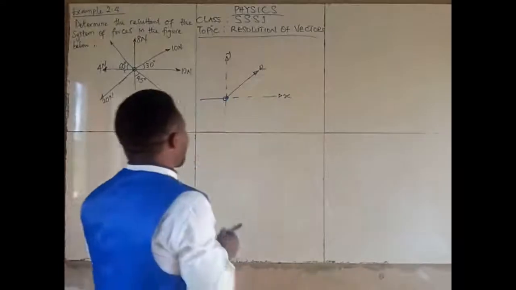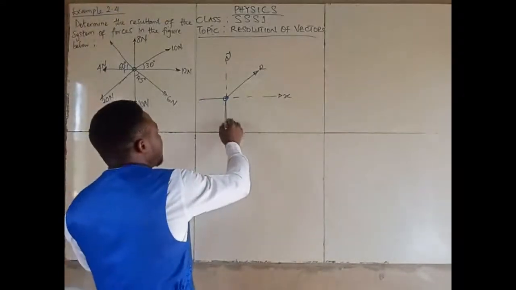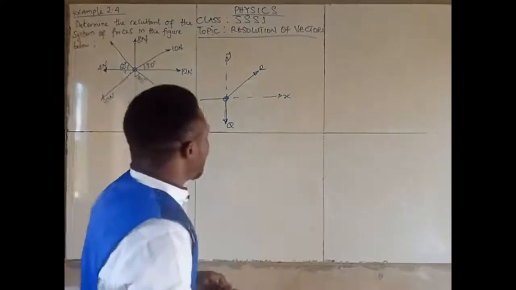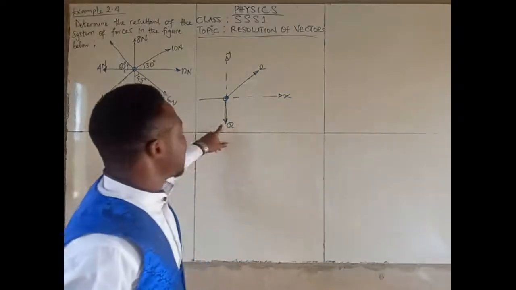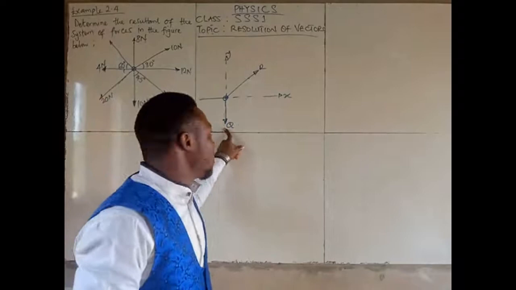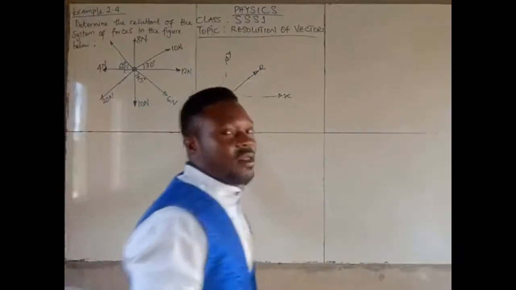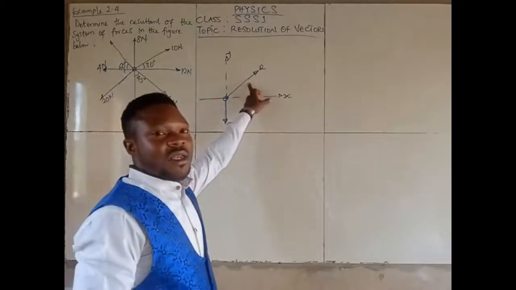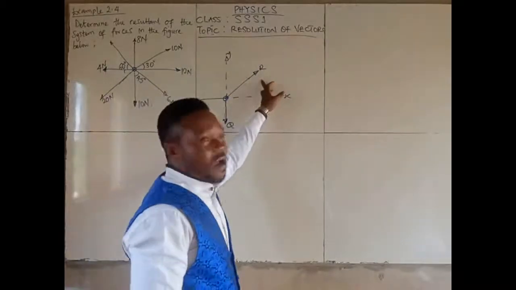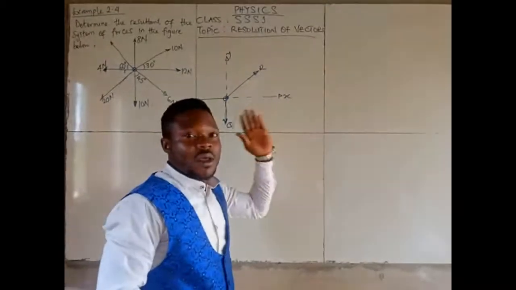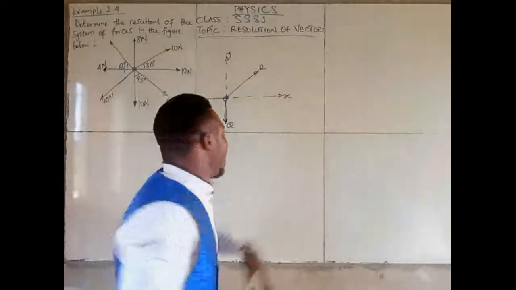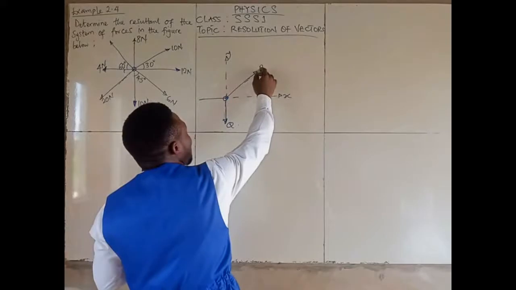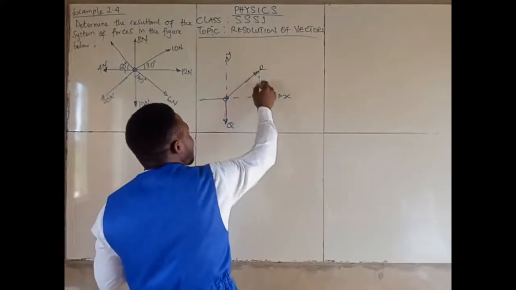It's different from vector Q. Vector Q is already on the negative y-axis, so we don't need to resolve it. But there is a need for us to resolve vector R because it doesn't belong to either of the two axes. And that is why we need to know the effect of vector R on the vertical axis, that is the y-axis.